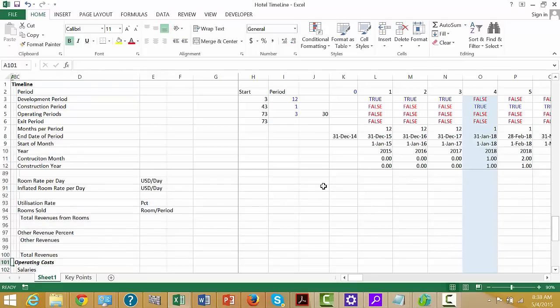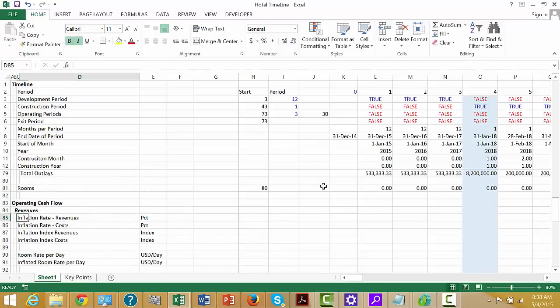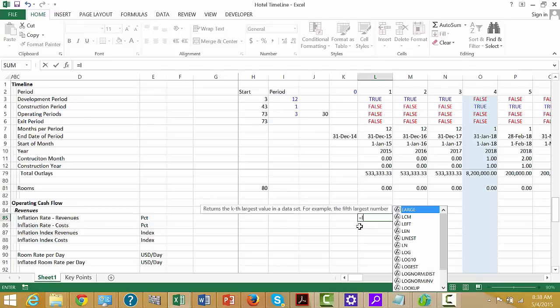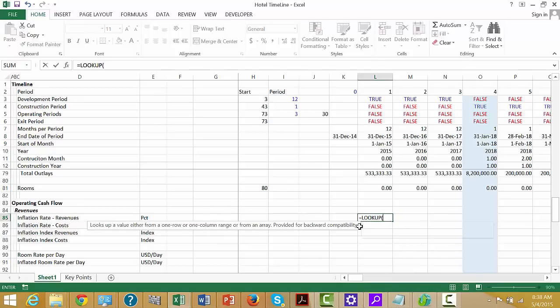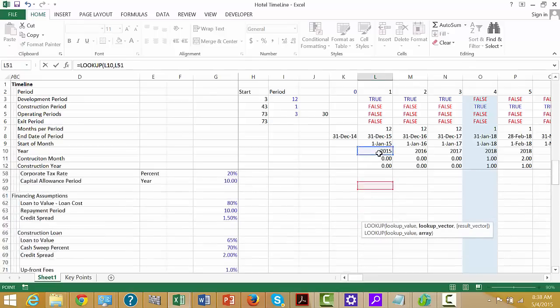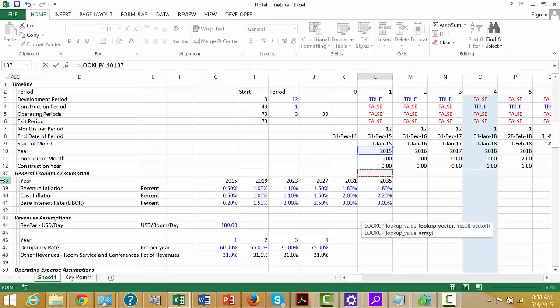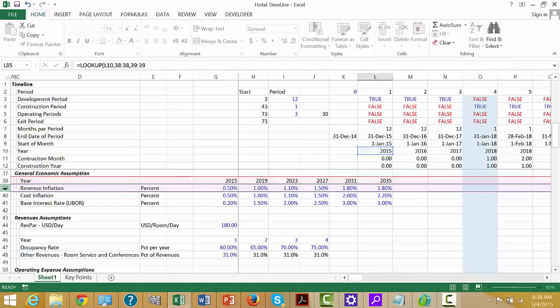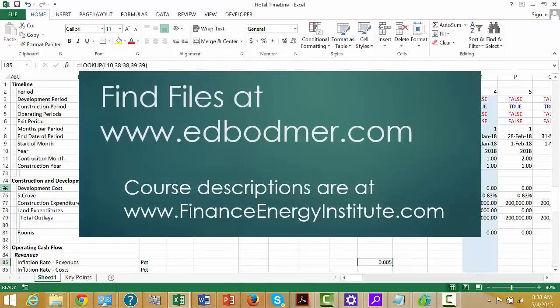Now once I finish these, I'm going to stop the video. I'm trying to go reasonably quickly. So if we want our inflation rate, we're going to use the lookup command again, but this time we're going to look up the years. So we put lookup. Now we look up the year, and then we put a comma, and we put revenue inflation.